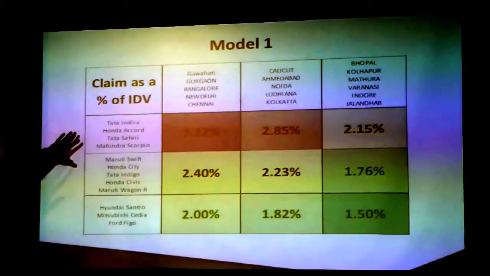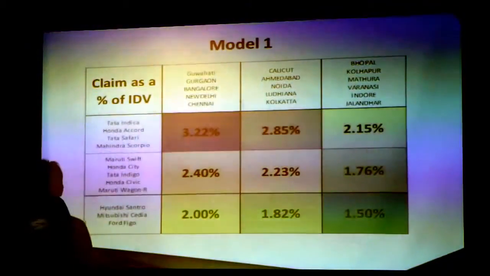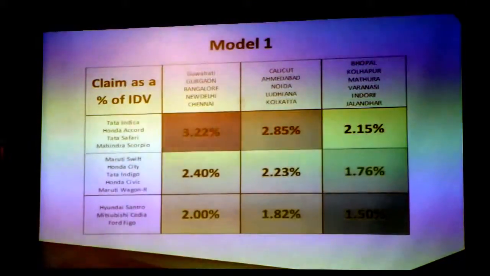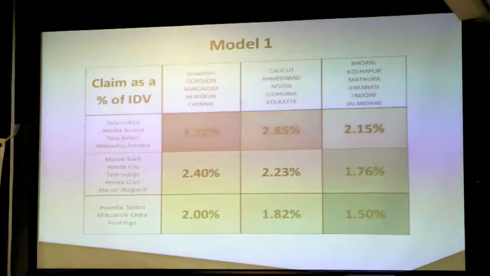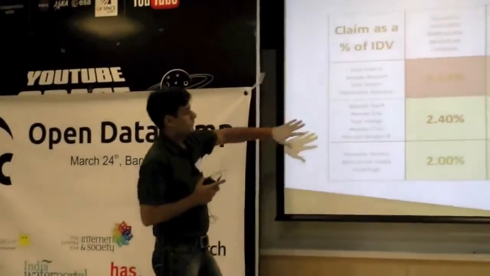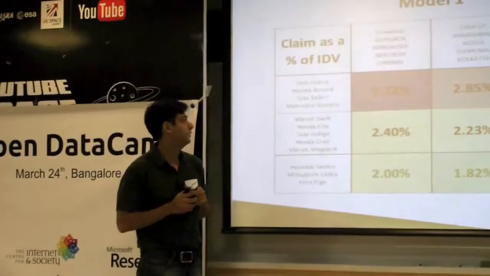We've clubbed all the models into high, medium, and low. We've clubbed all the cities into high, medium, and low, and we've just taken a 3x3 matrix: high, high, high, medium, high, low, medium. You know, those 9 combinations, and you can clearly see the difference here in terms of what the company is paying out as a percentage of ITV.